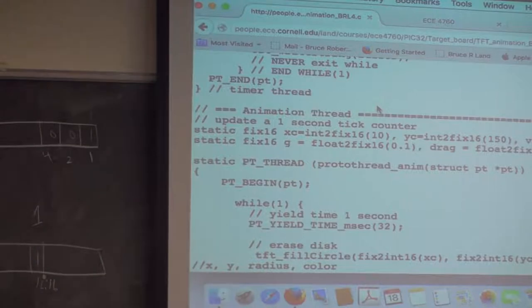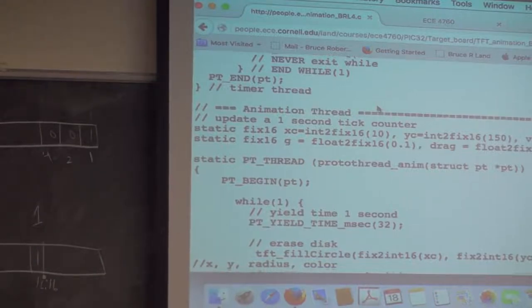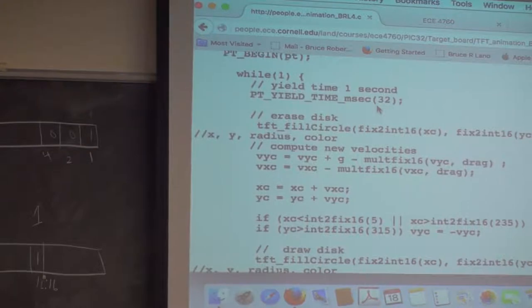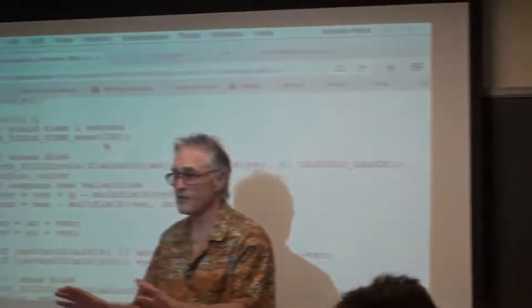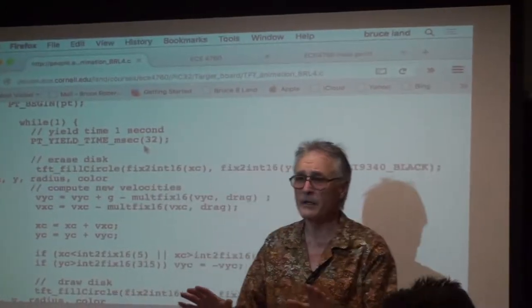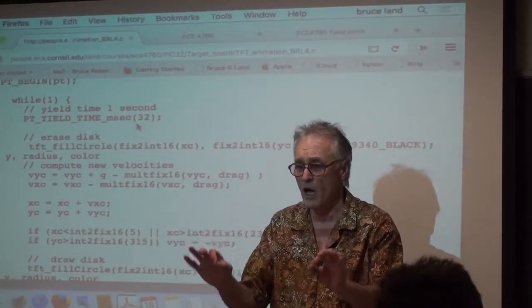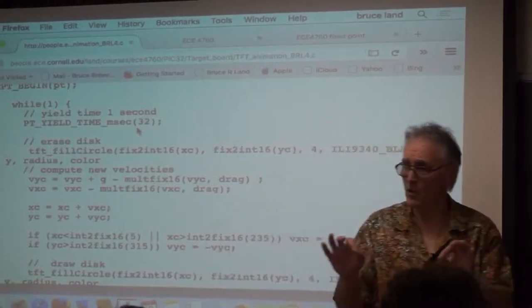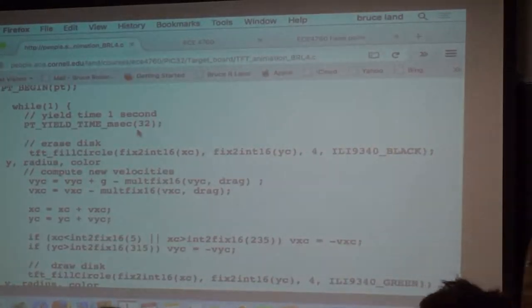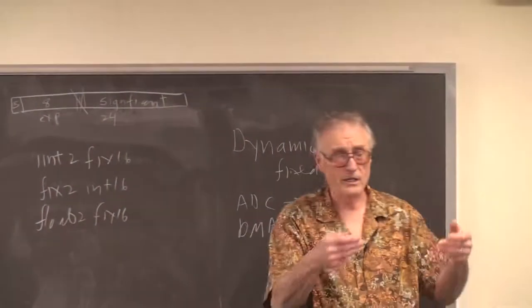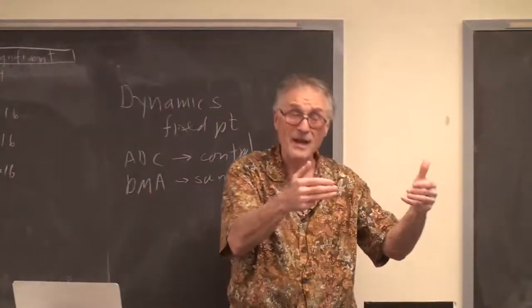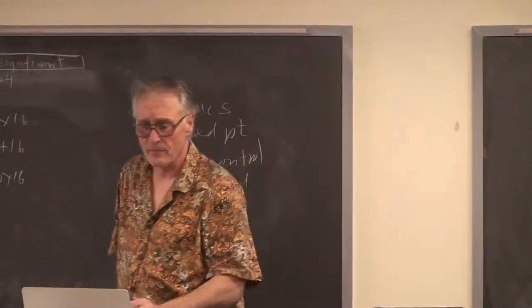So now all of the numbers, for sanity's sake, what you're going to want to do in lab 3 is you're going to want to keep all of your calculations at all times in fixed format and only convert back to integer when you actually erase or draw the ball on the TFT. Because the coordinates for the TFT have to be in integer format. But until you actually modify the TFT, keep it in fixed format.